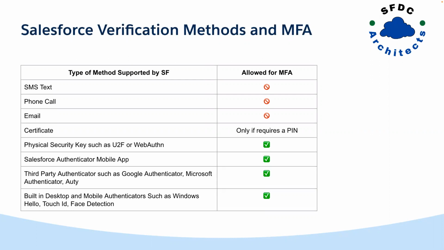Things that definitely are allowed are a physical security key, the mobile Salesforce Authenticator, which is a free app, a third-party authenticator like Google Authenticator, Microsoft, or any built-in device on your computer, because the idea is somebody didn't cut off your finger to get into your Salesforce account. So, like you said, SMS and email are really common, but for Salesforce, they're not allowing it for MFA.